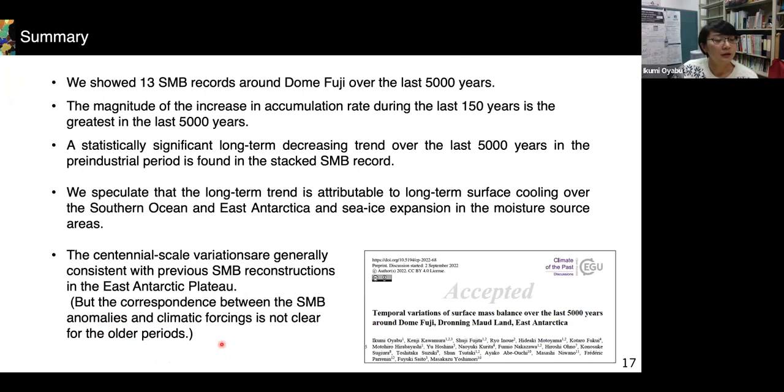Okay, this is my last slide. So we showed 13 accumulation histories around Dome Fuji over the last 5 kiloyears. The most important finding in our result is a long-term decreasing trend for the last 5 kiloyears. We speculate that this long-term trend is maybe due to long-term surface cooling over the Southern Ocean and East Antarctica and sea ice expansion in the moisture source area.